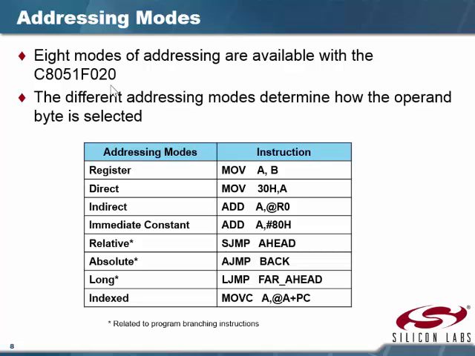Indirect means we're going to move the data that's pointed to by R0 into A. So we have an address, but the address is stored in R0. We place the address there and not the data itself, so R0 in that particular case. The immediate one is very easy. We put the number sign there, and we're just going to move the number 80 into A.